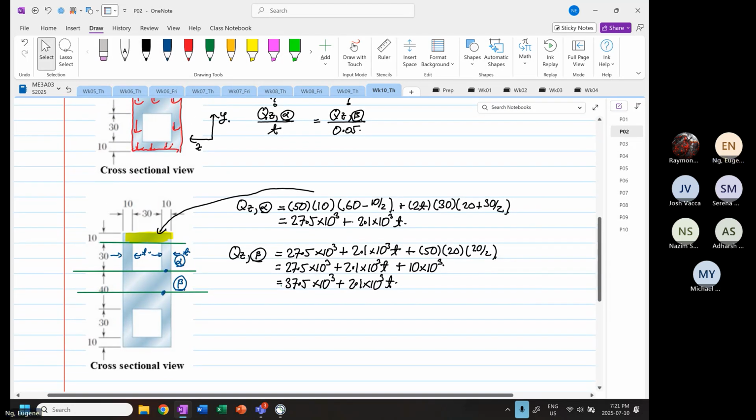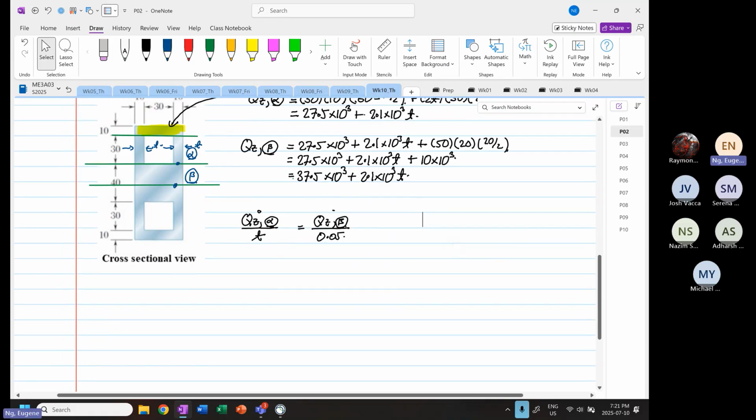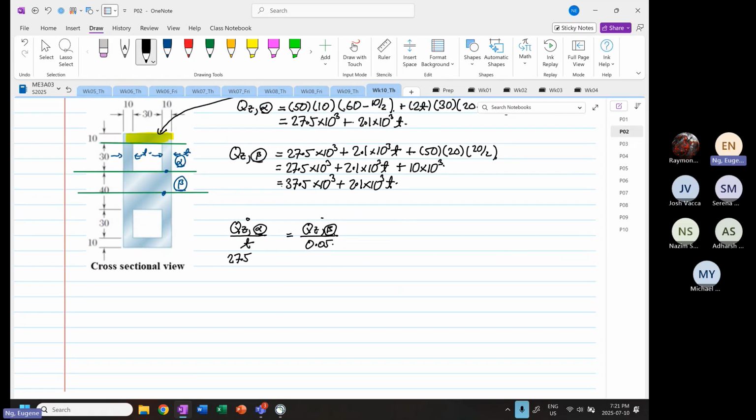So now we are going to put everything into this formula. Right. So QZA is equal to 27.5 times 10 to the power 3 plus 2.1 times 10 to the power 3t. And then we have to divide by 2t because you have 1t on the left hand side, you have 1t on the right hand side. Okay. And then equal QZB 27.5 times 10 to the power 3 plus 2.1 times 10 to the power 3t. And then the whole thing divided by, because I'm dealing with millimeters down here, you can divide by 50 millimeters, not 0.05. You can divide by 50 millimeters, okay?